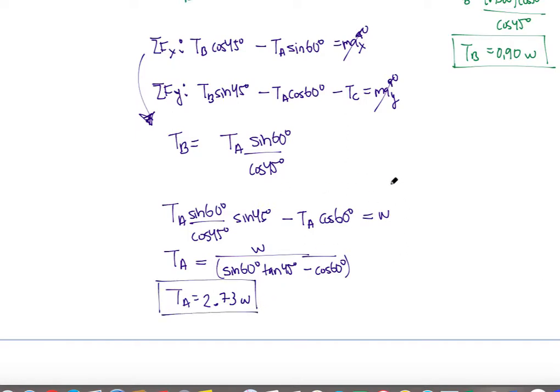And what does this tell us? Well, that tells us that tension B, so I plug it back in up here, will be the 2.73 W times the sine of 60 over the cosine of 45. Tension B will end up being 3.35 W.